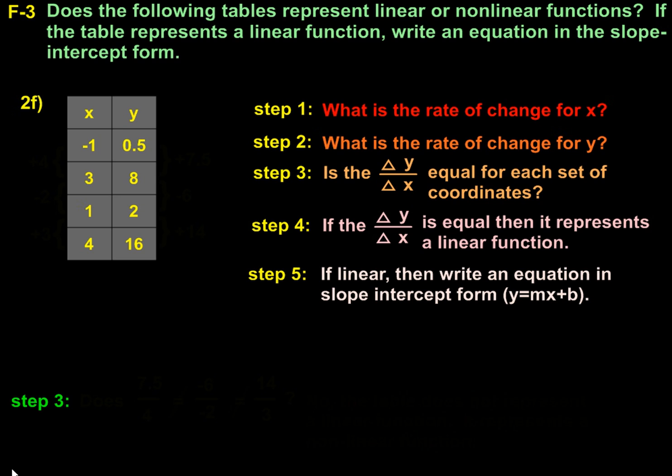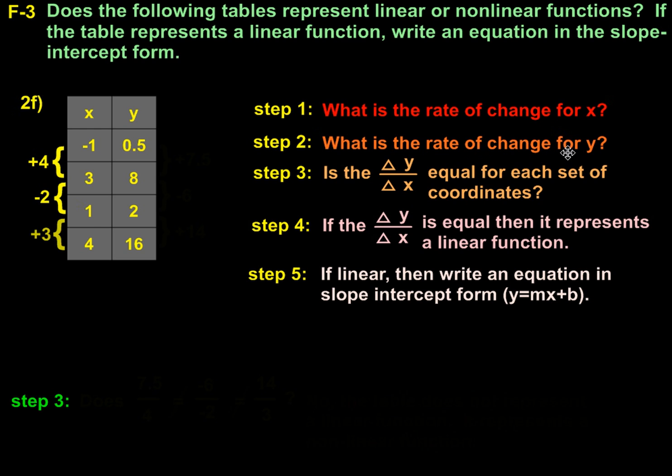Let's take a look at question 2F. Do the following tables represent linear or nonlinear functions? If the table represents a linear function, write an equation in the slope-intercept form. So for step number 1, we need to figure out what the rate of change is for x. If we go from -1 to 3, that's a rate of change of +4. To go from 3 to 1 is going to be a rate of change of -2. And to go from 1 to 4 is a rate of change of +3.